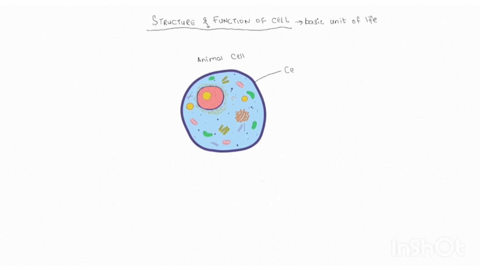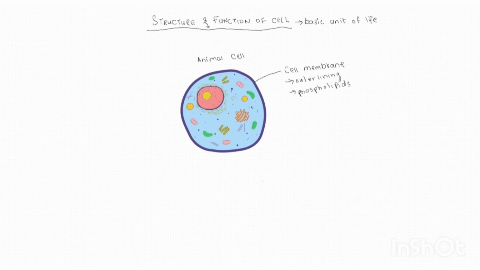So we will look at the animal cell first. Let's start with the outer membrane first, the cell membrane. The cell membrane is the outermost lining of the cell. Now, I said animal cell because different cells can be slightly different in their structures and functions. The animal cell membrane is made of phospholipids.